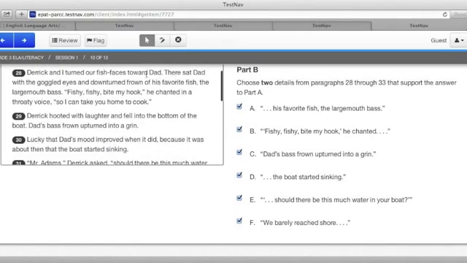You can see in here that after making their fish faces toward Dad, he starts being a little silly, saying, "Fishy, fishy, bite my hook, so I can take you home to cook." And then the dad's bass frown upturned into a grin. So from all of these options here, the two that support the dad's attitude and him turning happy are "Fishy, fishy, bite my hook," he chanted, and his bass frown upturned into a grin.